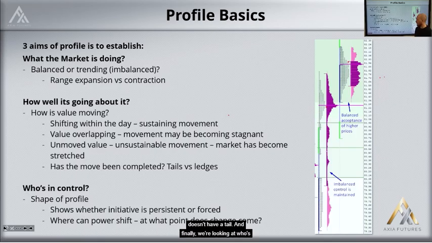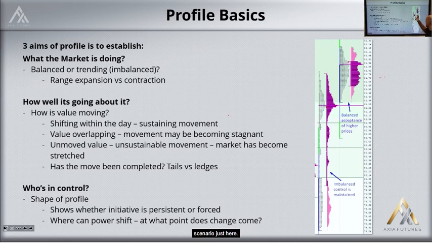And finally, we're looking at who's in control. Whether you've had persistent initiative, whether the person or people that have generated this movement are likely to keep on coming. And this being a trend type move would suggest continuation of movement, would suggest that this is more likely a larger time frame participant, someone who is willing and able to drive this market further. And you can also then start to ask yourself, based on the shape of the profile and the movement of value, whether it's a forced or persistent move. You can then also understand at what point the balance of power is going to shift back.